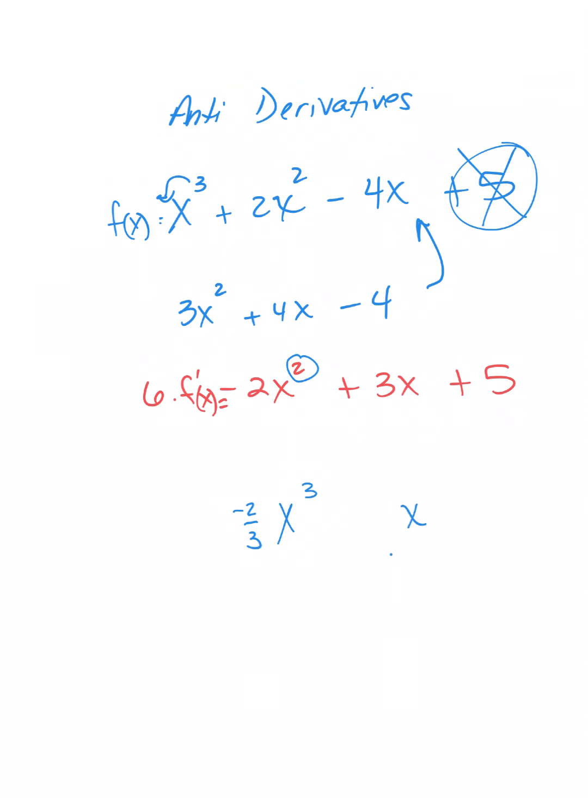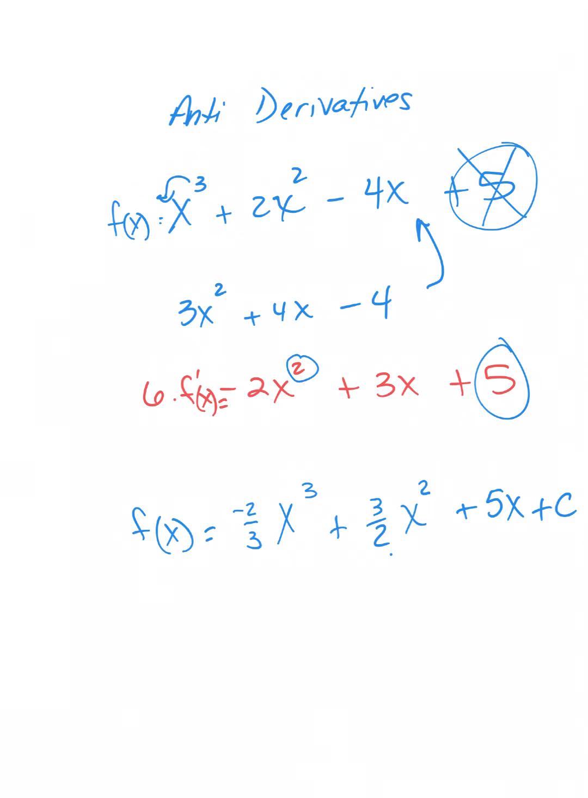And then this guy came from an x squared. So 2 times what is 3? 3/2. And then whenever you have a constant here, you put an x on it. That's easy. Whenever you have a plain number, you just put an x on it. And then you add the c because you know there could have been a number after the equation.